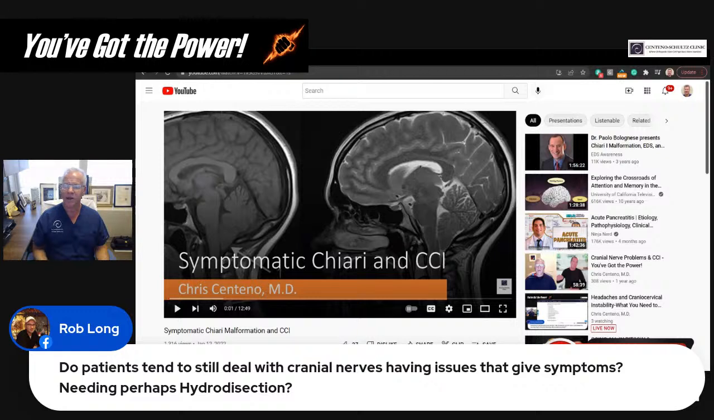Rob Long, do patients tend to still deal with cranial nerves having issues that give symptoms needing perhaps higher dissection? You know, Rob, it really depends on which cranial nerves we're talking about there. A common one for CCI patients would be cranial nerve 5. So we have done higher dissections on cranial nerve 5 in those patients with relatively good success. But again, the focus would be to treat the CCI first, see if the cranial nerve issue goes away. If it doesn't, we can always come back and treat it.